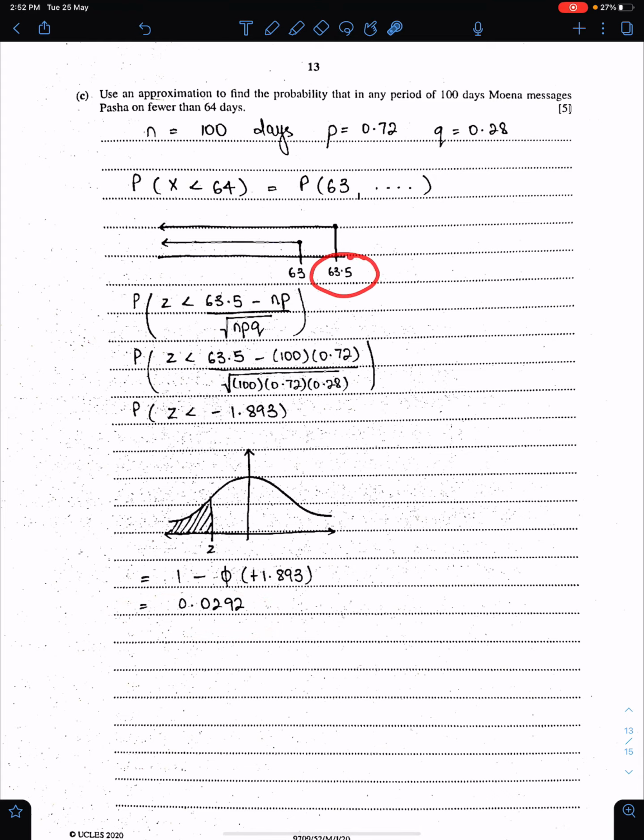Two things are very important. Number one, the continuity correction, and number two, the right values of np and npq under the root. This equation is very important. You must be good with this. And you must use the number line for continuity correction.